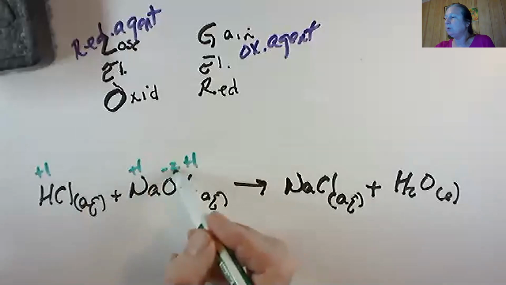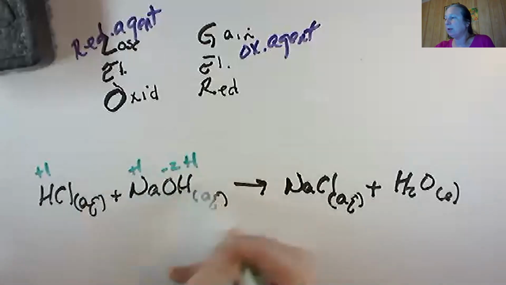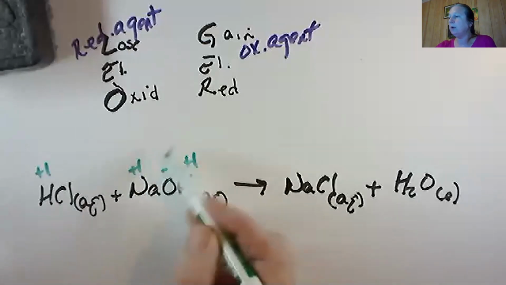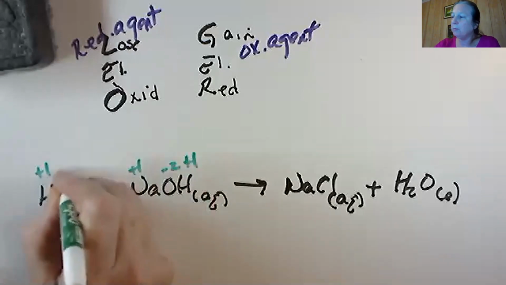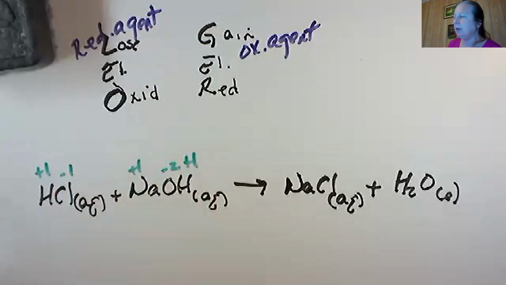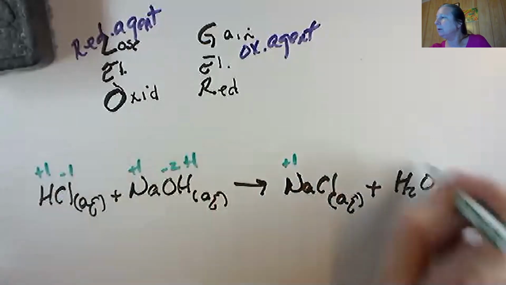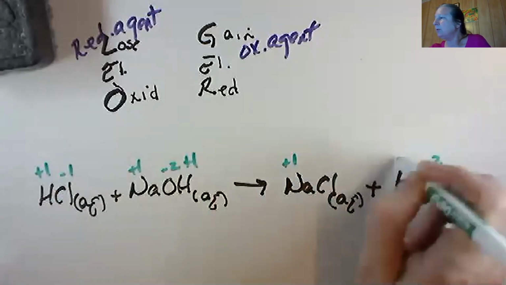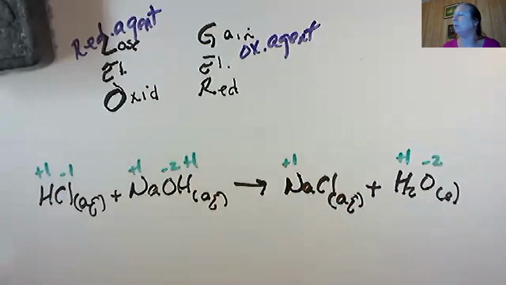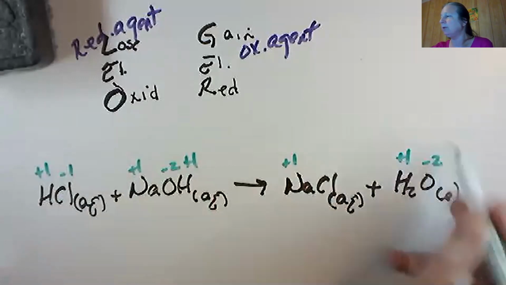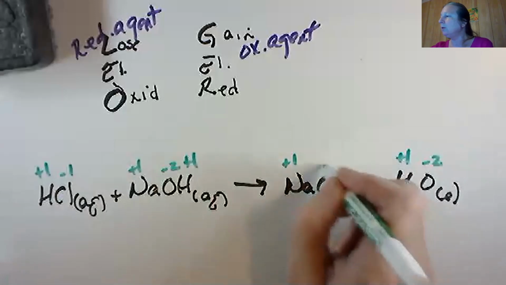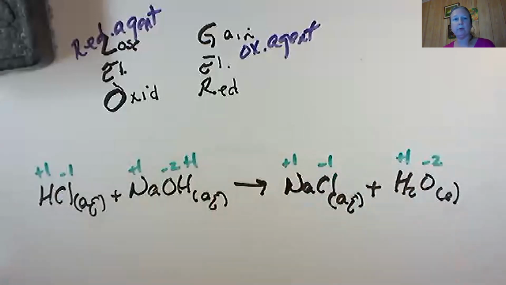I have a -2, +1 is a +2, so that's a net 0. I have a +1, so my chlorine is usually a -1, and this time it is. Net 0. Oxygen is -2. Hydrogen is still with a nonmetal, so it's +1. I have 2 of them, so that's a +2 and a -2. That's a net 0. Chlorine is going to be a -1 to offset that +1 of the sodium.